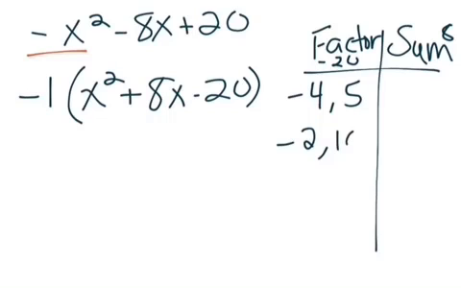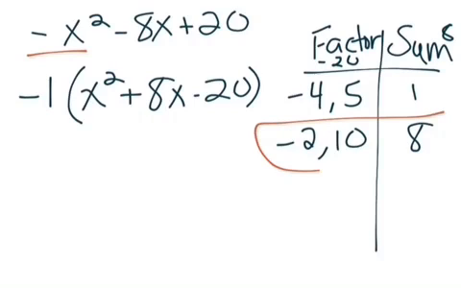We've got negative 2 and 10. That's looking pretty good for summing to 8. Let's see, that sums to 1 and that sums to 8. Okay, so there's my winner. Like I said, you get more practice with this and you can probably get it on the first try.